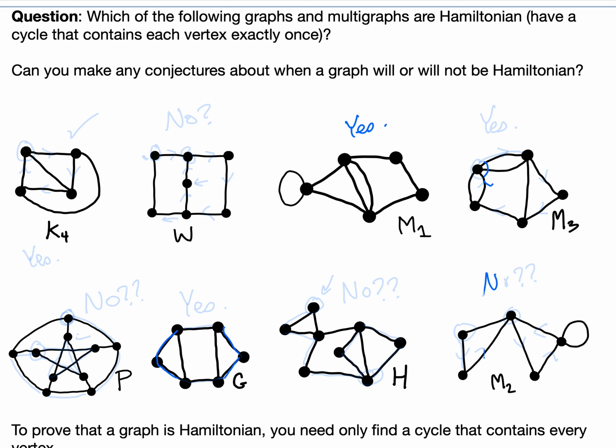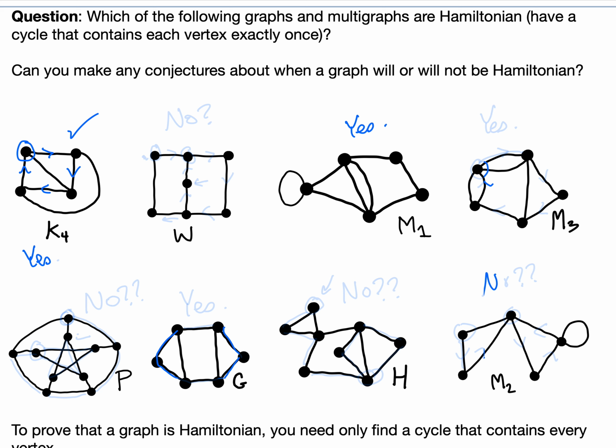We already looked at M1 and saw that it was Hamiltonian. Let's now look at K4. Say that we start at this vertex and use this edge, then this edge, then this edge, then this edge. And yes, that's a cycle that contains each vertex exactly once. So K4 is a yes.